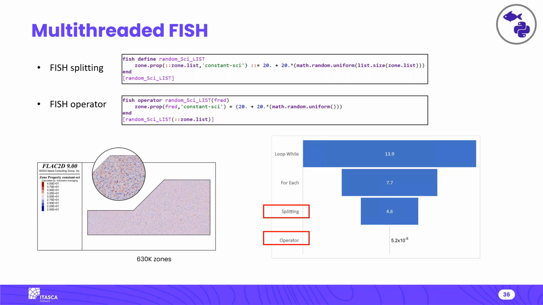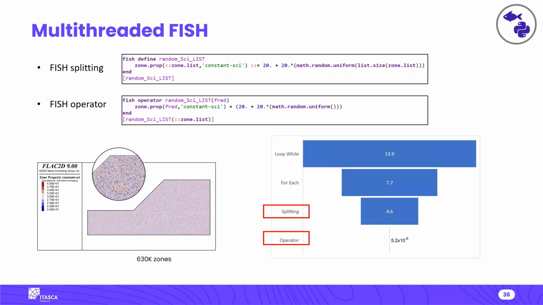And then real briefly, FISH is our built-in scripting language. I'm not going to talk about everything about FISH, but rather just about this new capability in FISH, which is multi-threaded FISH. So we've added 2 concepts here, FISH splitting, and we won't go into the detail with the syntax because that's not important, but what FISH splitting allows you to do is it takes a list of all these objects, say for zones, and then it allows you to do something on this entire list, say assign a property or do something to it, rather than looping through each individual zone and doing something to it. It makes the operation run much quicker.